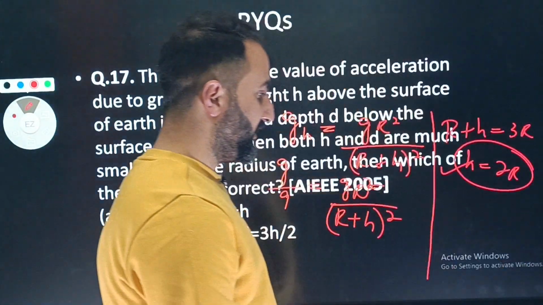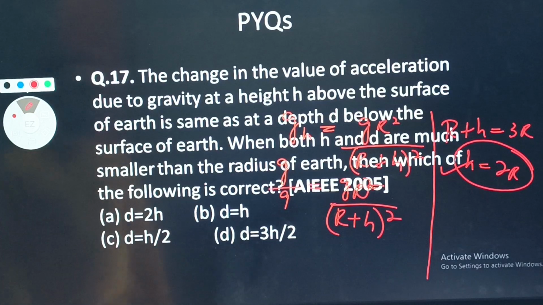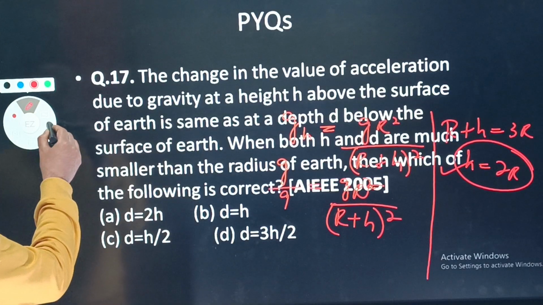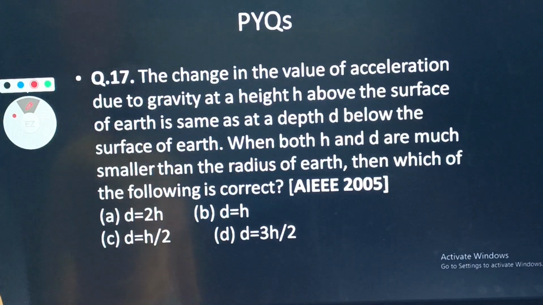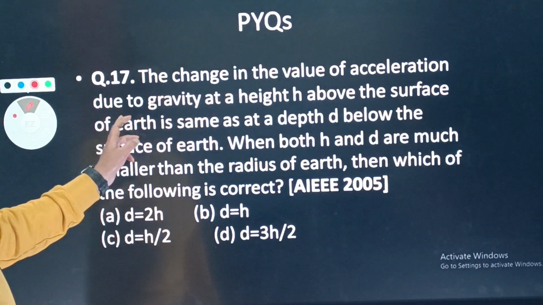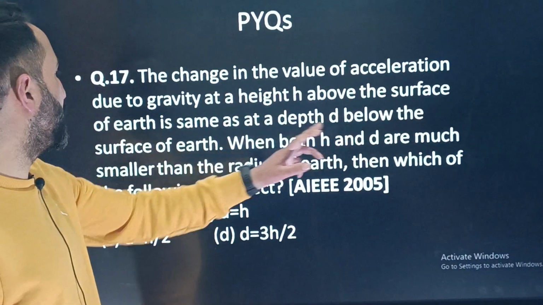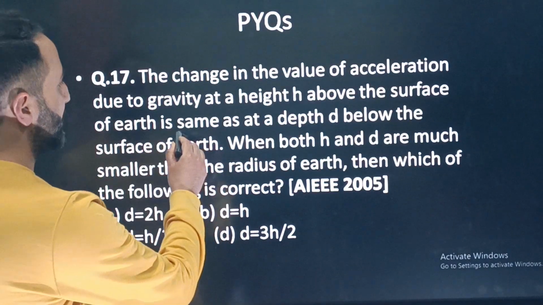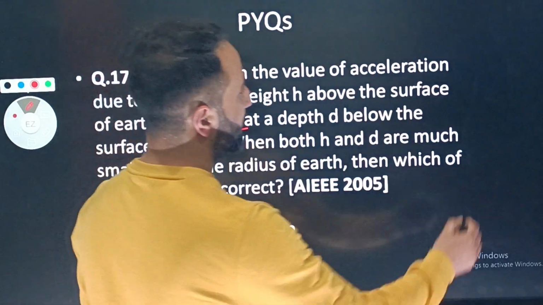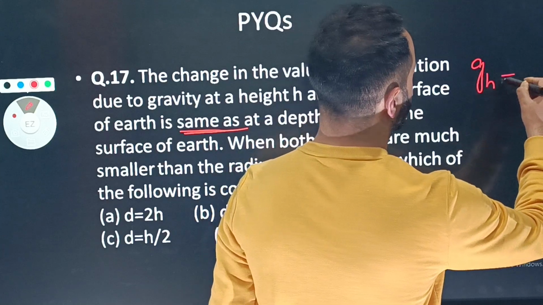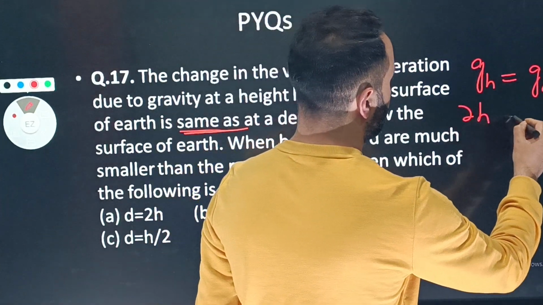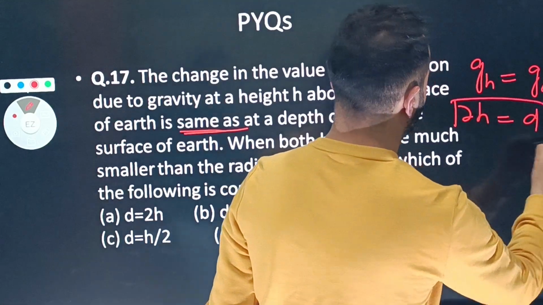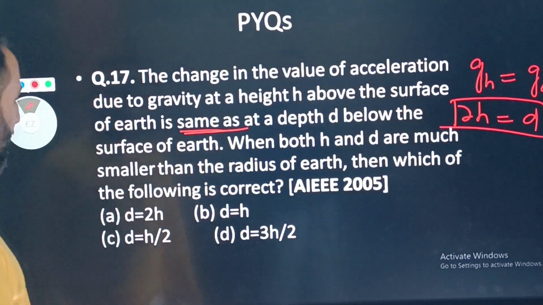So there's question number 17 as well. Question number 17. जो question number 17 है ना बेटा, we have done this already. Okay. We have done this already. Okay. So simply what is the change in the value of the acceleration due to gravity at height h above the surface of earth is same. So it is same at the depth. So that means simply what is given is that this gh is equal to gd. Whenever gh will be equal to gd, this 2h will be equal to d. That's it. 2h will be equal to d. ठीक है ना बेटा? So 2h will be equal to d.